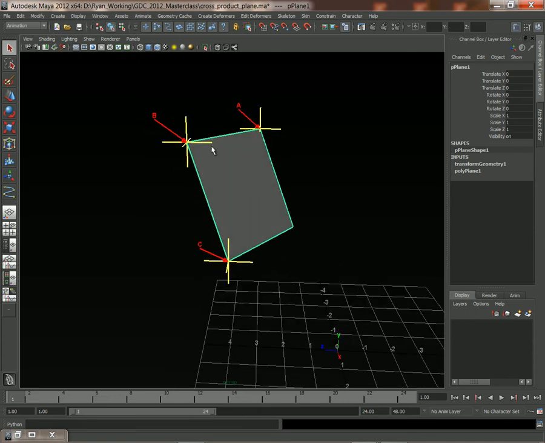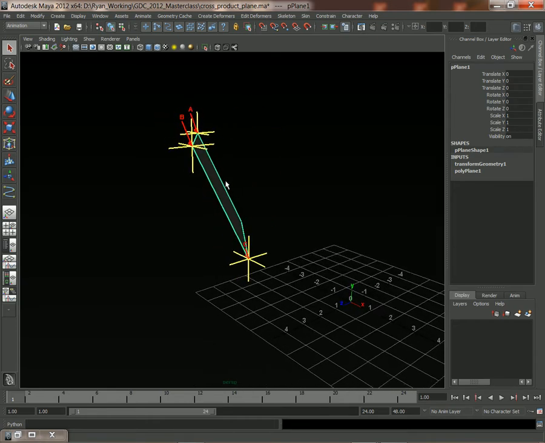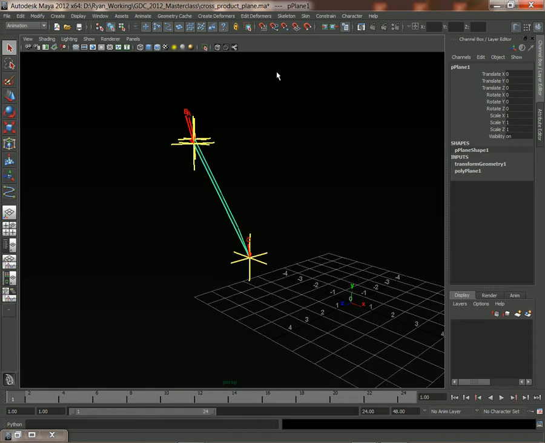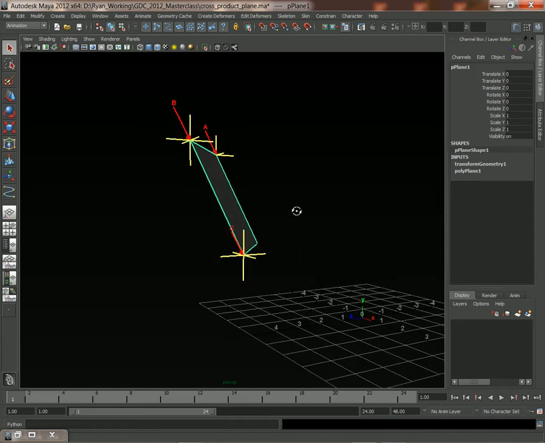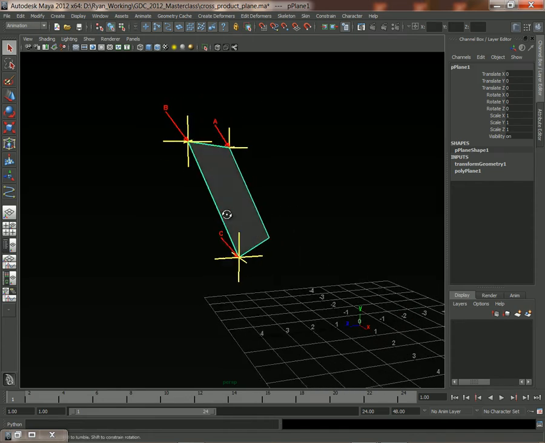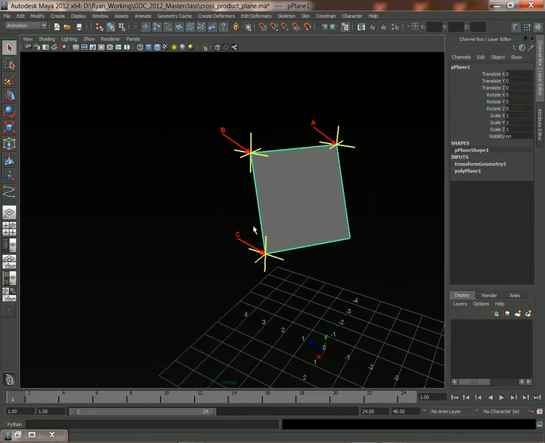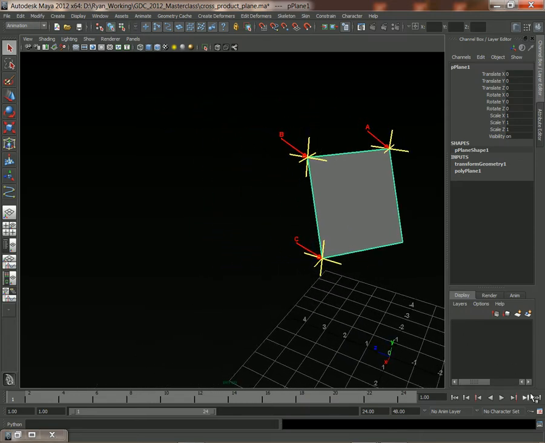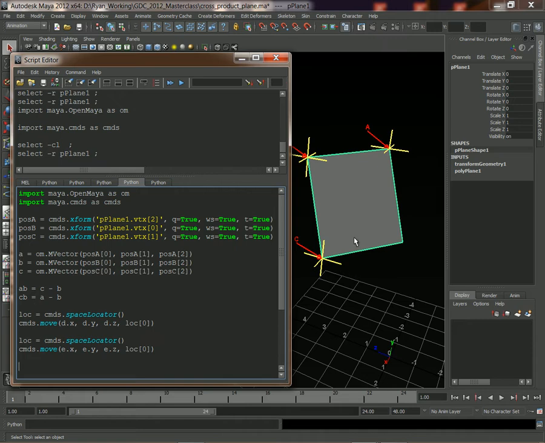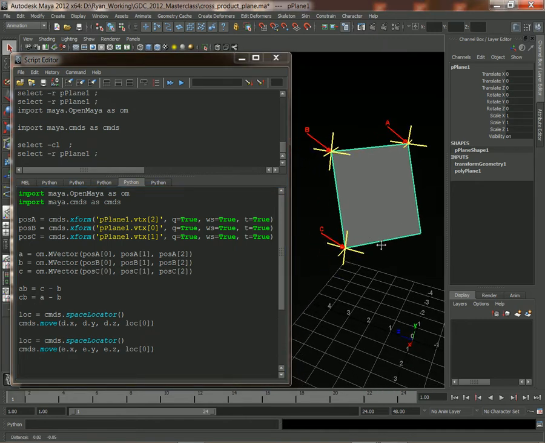The way that we would do that is we would figure out what the vector is here on this line and the vector on this line. And then we would get the cross product of those two vectors, and that would give us a vector facing out, or orthogonal from both of these vectors. So how do we do that? Let's open the script editor to start working that out.